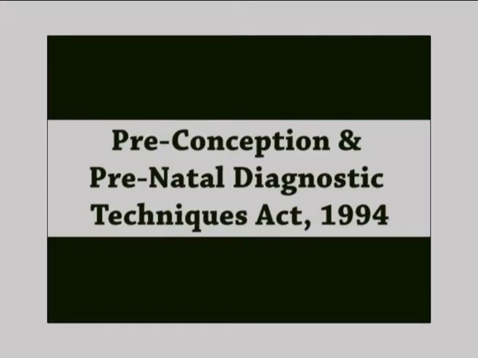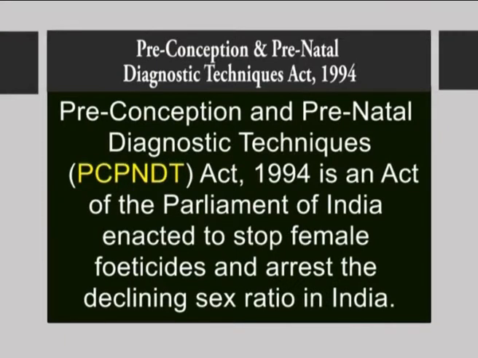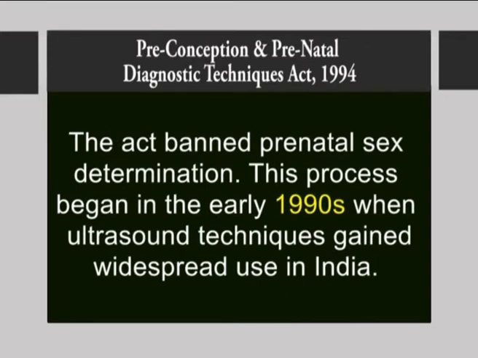Next Act is Preconception and Prenatal Diagnostic Technique Act 1994. Preconception and Pre-Natal Diagnostic Technique Act 1994 is an act of the Parliament of India enacted to stop female feticide and arrest the declining sex ratio in India. The act banned prenatal sex determination. This process began in the early 1990s when ultrasound techniques gained widespread use in India.